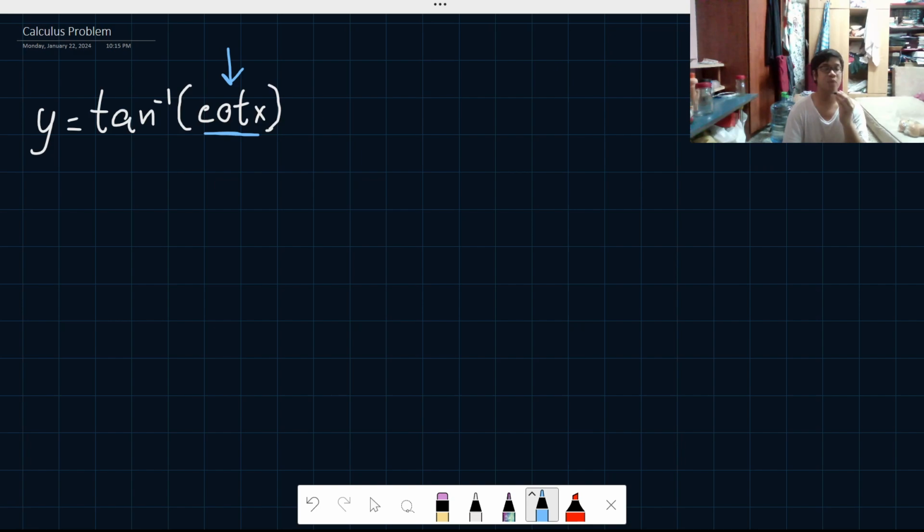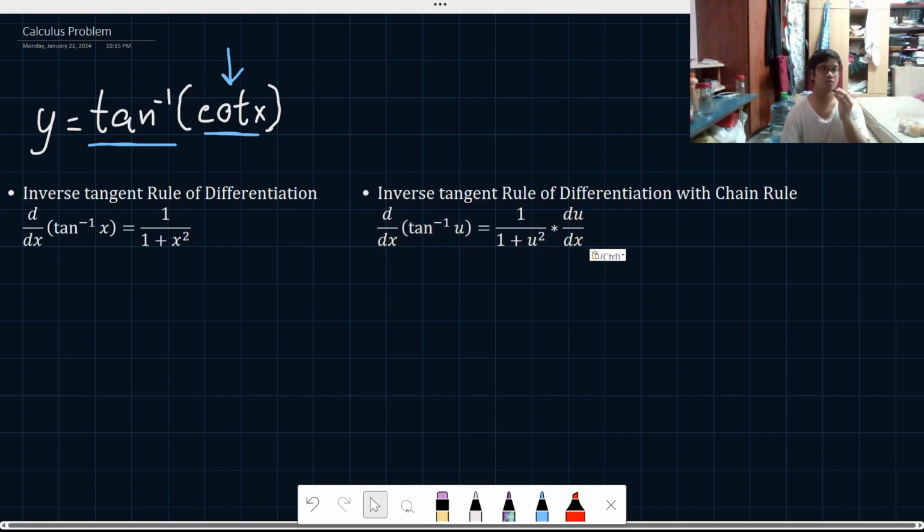Since our main function is inverse tangent, that means it has something to do with getting the derivative of inverse tangent or arctangent. So there are two formulas, but one of them is actually applicable in this problem. I'll show you. We have two rules of differentiation for getting the derivative of inverse tangent. One is this one.